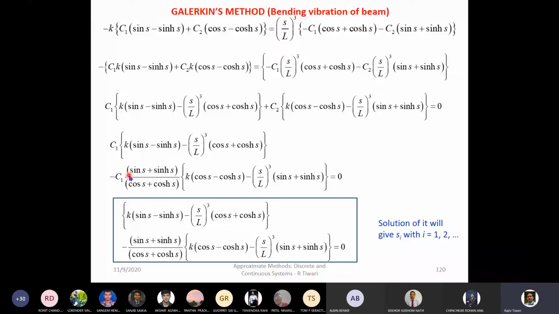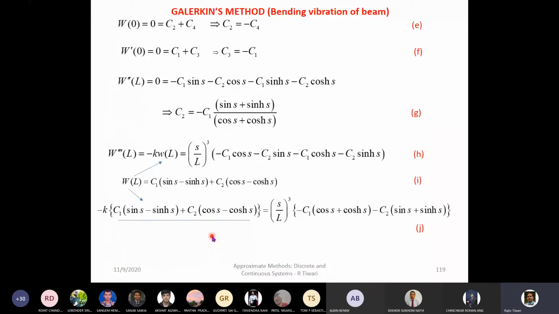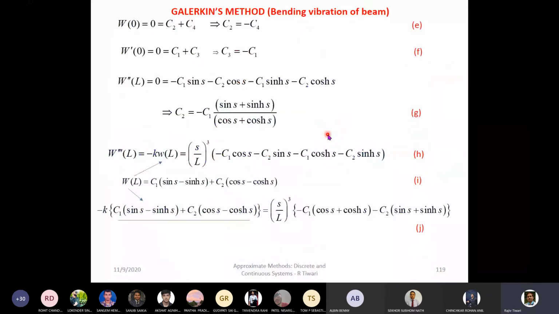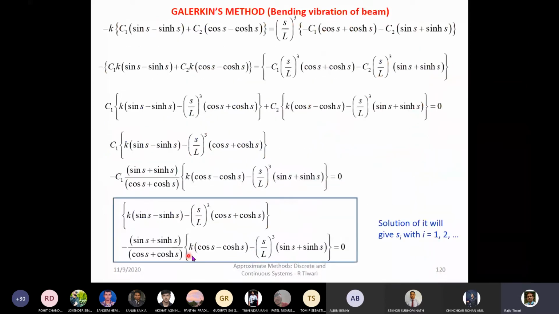Again, this is not the frequency equation. This is the equation, or the condition, that we need to solve to find S, which will make the assumed solution, this one, a comparison function. So we need to solve this for S, where K, L, all those parameters of the beam will be involved. This will give us the S value, and that can be substituted in the assumed solution to get the comparison function. But this becomes very complex.